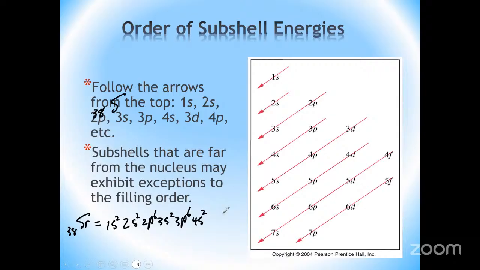And then after 4s2, you have 3d10, so that's 30. And then after 3d10, you have 4p6, so that's 36, and then 5s2. So just to make sure, up here is 20, 30, 36, 38. All right, so that would be the electron configuration of strontium. So I think that's one of the questions that was asked.